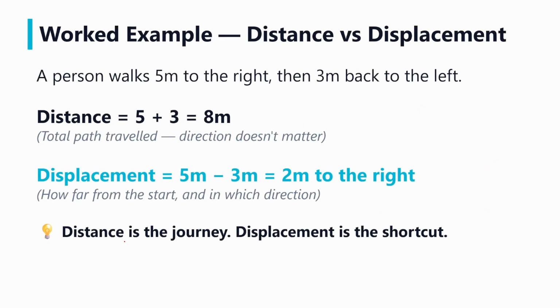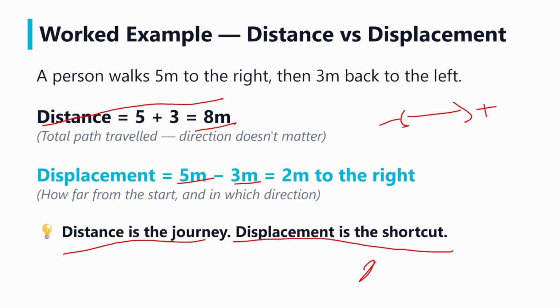So here's a worked example, all right? A person walks 5 meters to the right, 3 meters to the left. Distance is 5 plus 3, which is 8 meters. But displacement, you take the direction into account, and obviously leftward is negative and rightward is positive. So it's ultimately 2 meters to the right. So distance is about the entire journey. Displacement is a shortcut between the final position and the initial position. And the shortest path between them is the displacement.